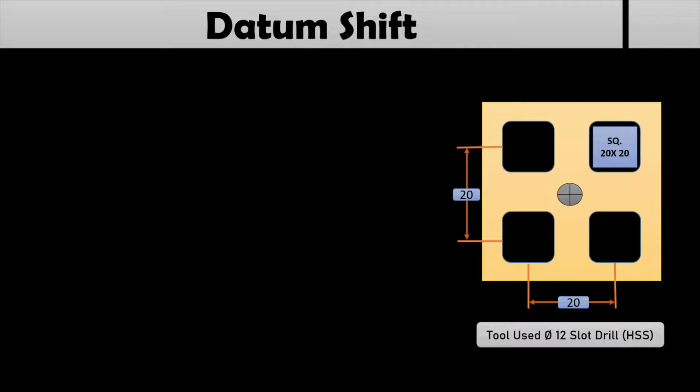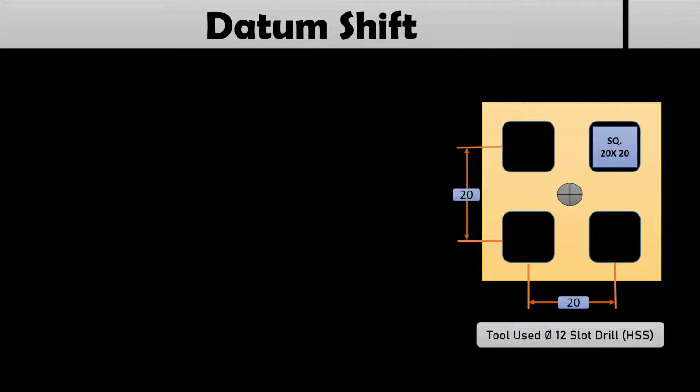So here we have to make a simple square profile, 20 into 20, and I have to make this square 4 times, as you can see over here. To do that I need not write the program repeatedly. What we can do is write a sub program for this first square and shift the datum of the program. That means I'll write the program for 1 square, and for the other 3 squares I'll shift the datum, so I need not write the coordinates once again.